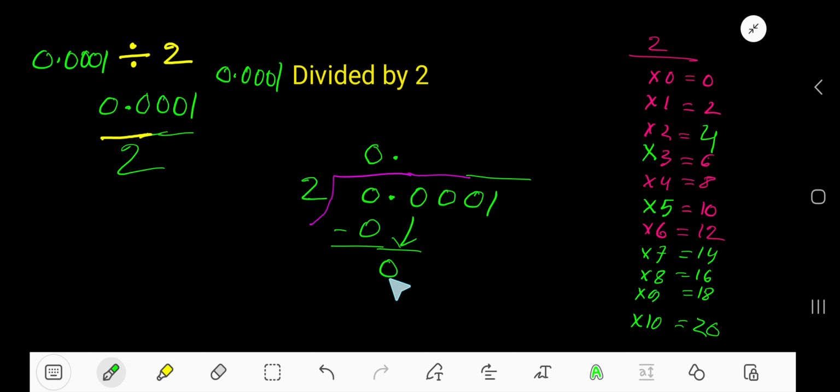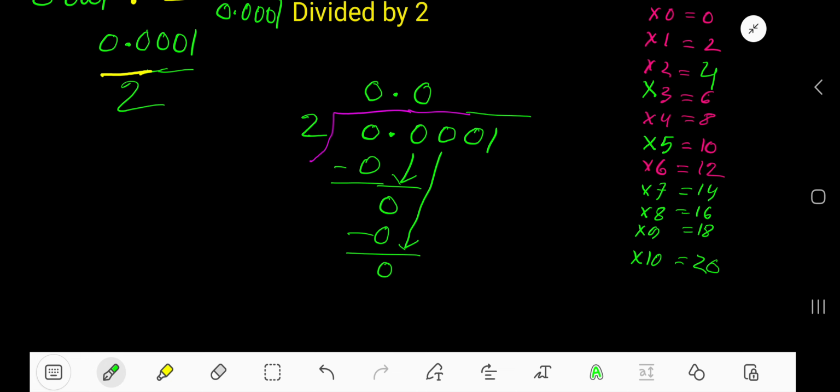2 goes into this 0 how many times? 0 times. 0 times 2, again 0. Subtract, 0. Bring down this 0. 2 goes into this 0 how many times? 0 times. 0 times 2, 0. Subtract, 0. Bring down this 0.